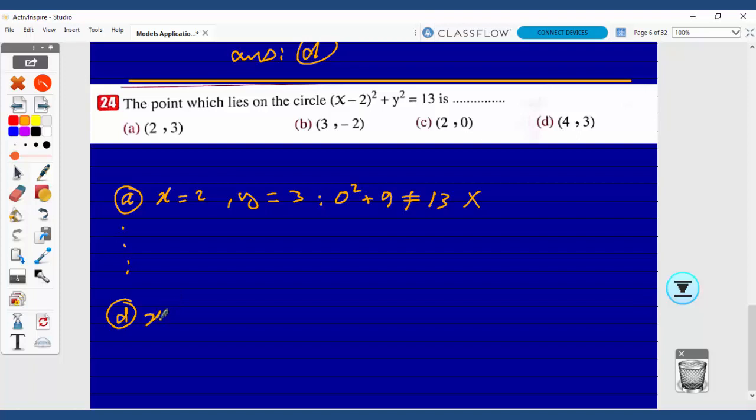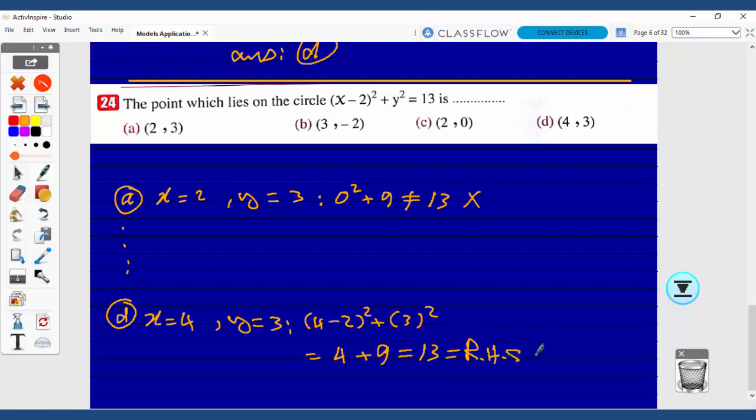Go to D directly. Substituting x equals 4 and y equals 3. What do you get? 4 minus 2 all square plus 3 square equals 4 minus 2, it is 2 square equals 4 plus 9 equals 13, equals the right hand side. So the point 4 and 3 lies on the circle.